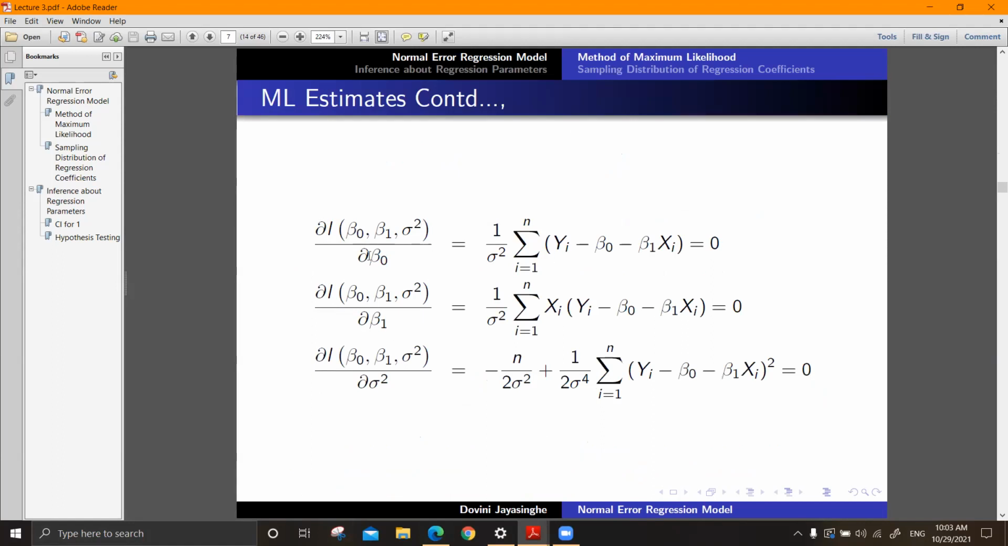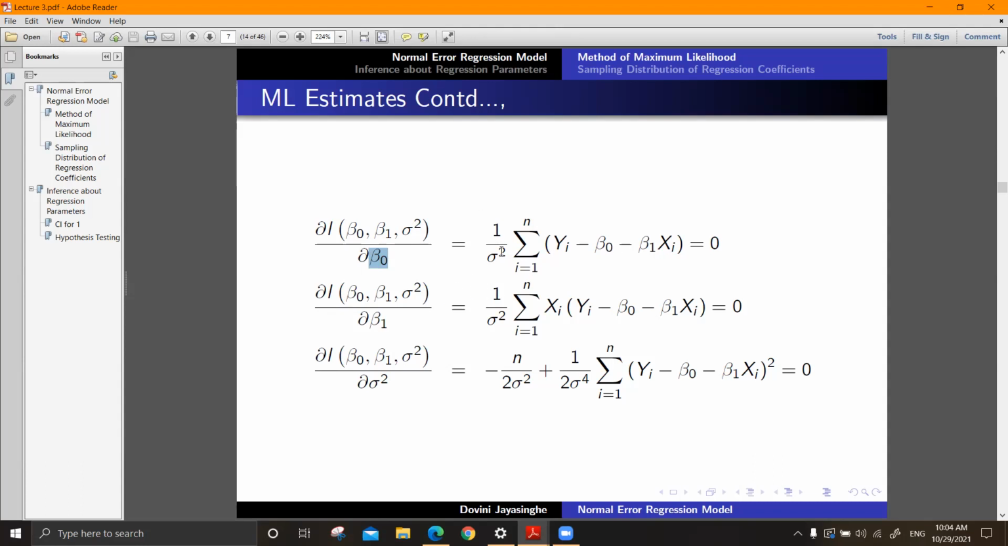So here the log likelihood function is differentiated partially by beta naught, here by beta 1, here by sigma squared. When partial differentiation comes into the story, if you differentiate it with respect to beta naught, everything else is going to be considered as constants.